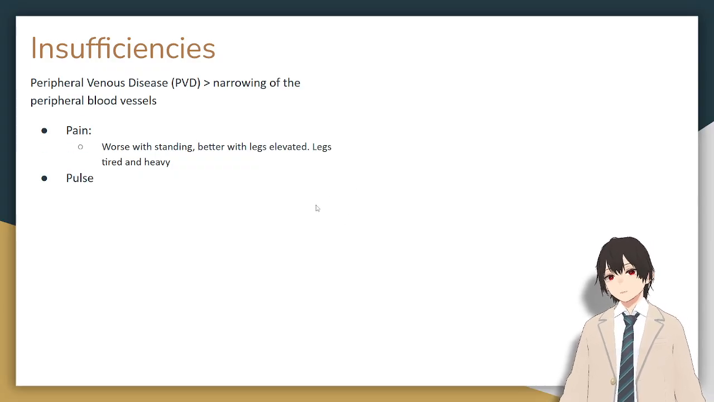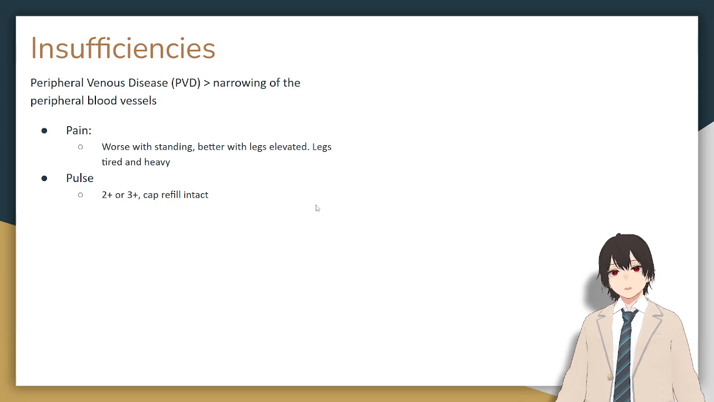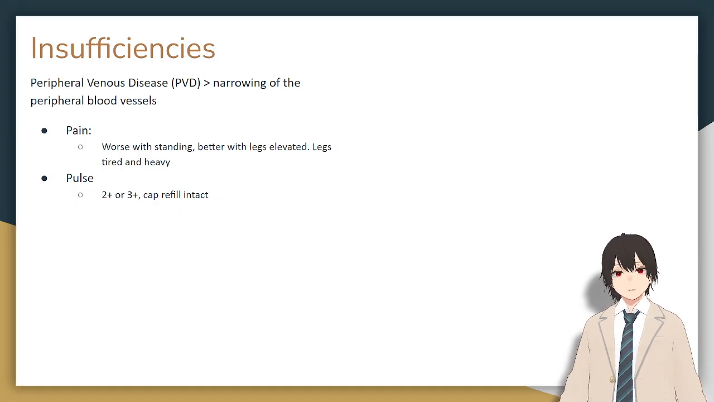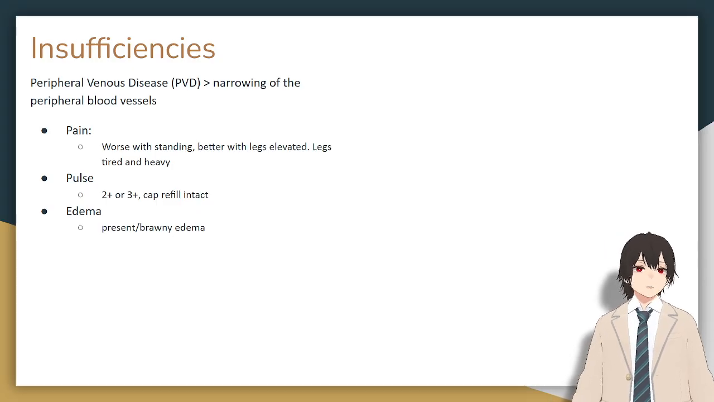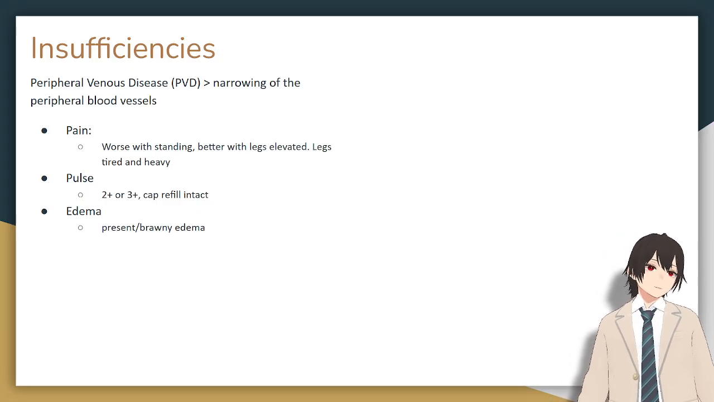A pulse, it's going to be 2 to 3 plus because there's no problem with the blood getting to the foot. It just has a hard time coming back, right? So the pulse is still going to be there. Edema is going to be there because it has a hard time leaving, kind of what we talked about earlier. There's pooling in the feet, right? Like the blood pools there in the extremities. So you're going to have the present brawny edema, etc.